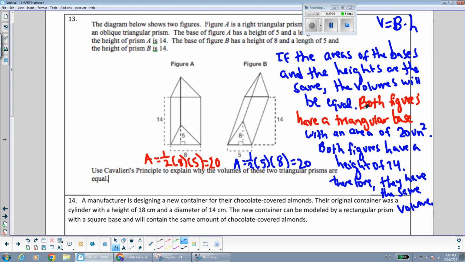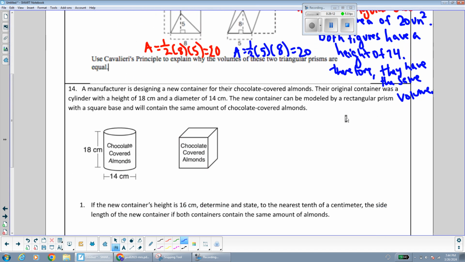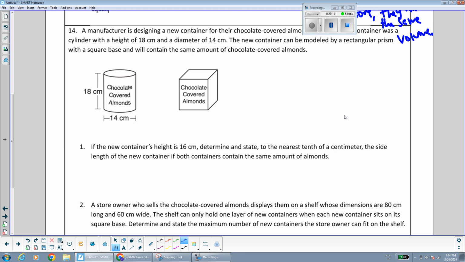Last question, number 14. It says both containers contain the same amount of almonds. When we're talking about the amount of something, we're talking about the volume. So that's saying that both of these have the same volume as each other. So let's find the side of the new container.